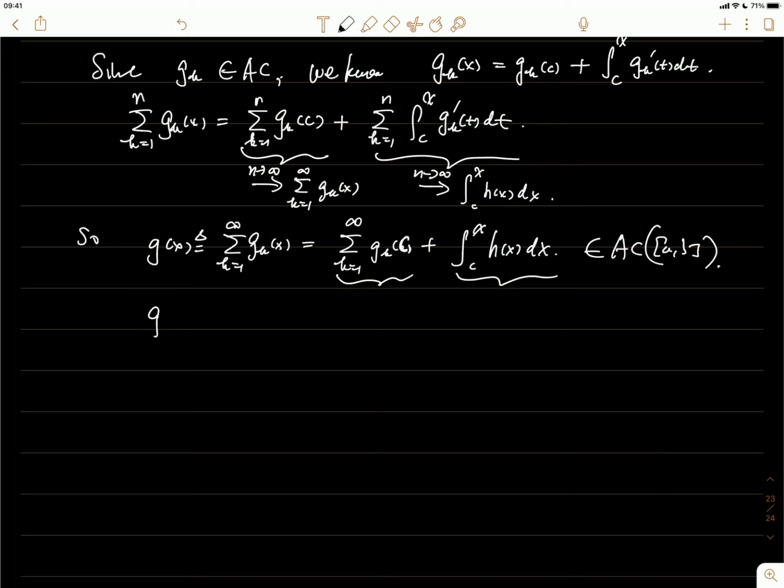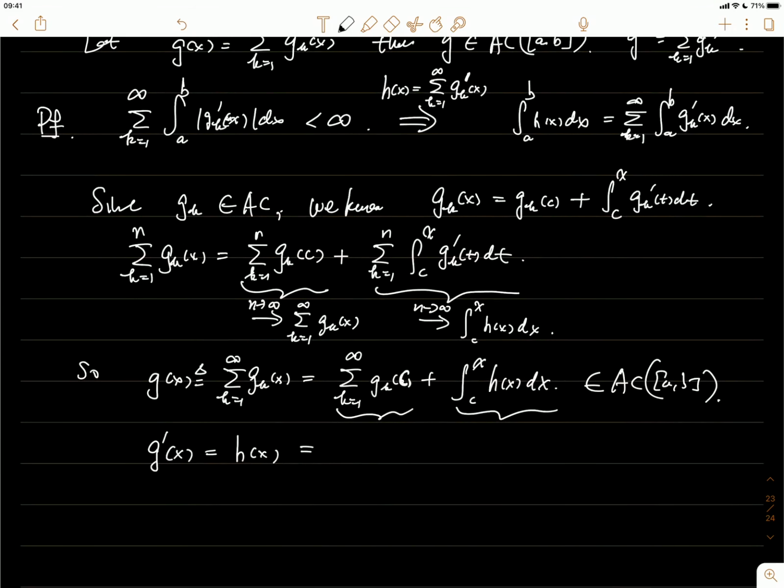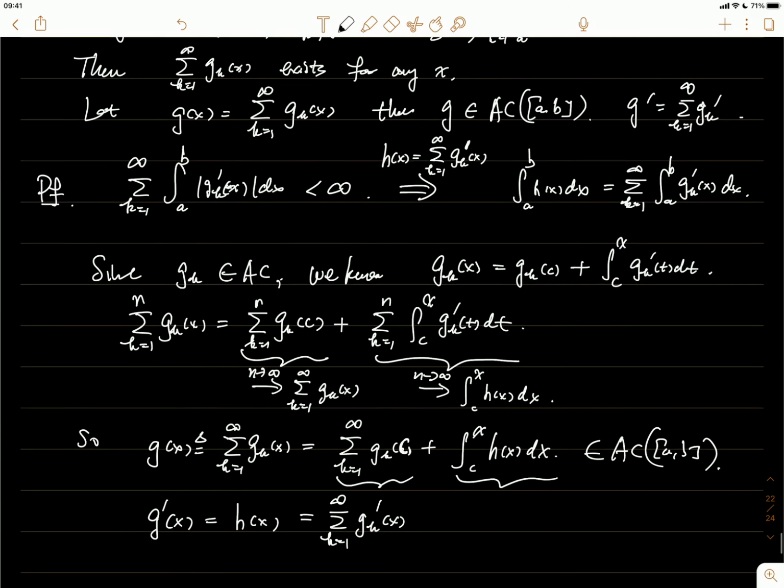And also the derivative of g will be equal to h(x). But h(x) is known to be the sum of this, right? So that's why it's just the sum of g_k'(x), k from 1 to infinity. And that finishes the proof.